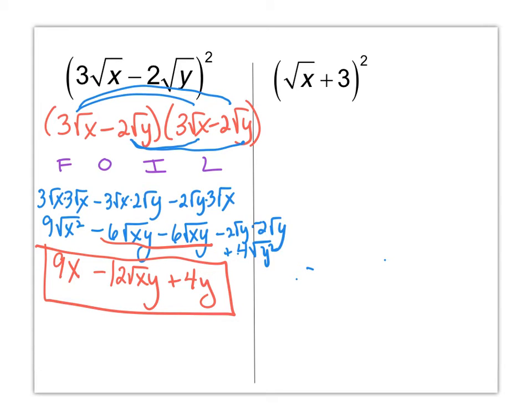Let's do the same process with the problem on the right side. First, rewrite this as the square root of x plus 3 times the square root of x plus 3.